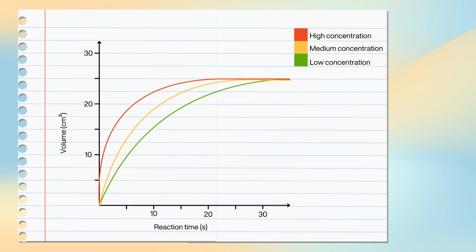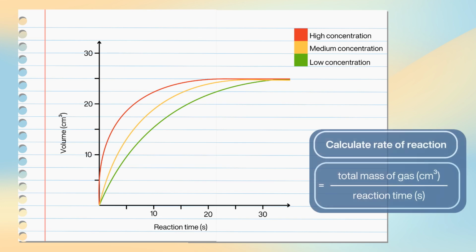For each concentration of acid, we can also calculate the mean rate of reaction until the reaction stops. This is given by the equation total mass of gas divided by reaction time. We can determine when the reaction stops by looking at our graph. The point at which the curve flattens is when the reaction has completed.